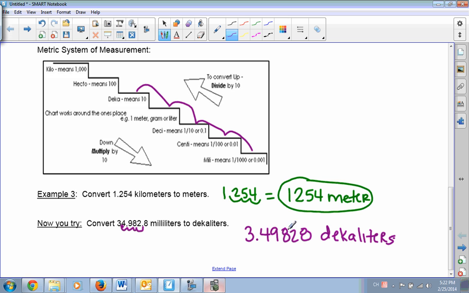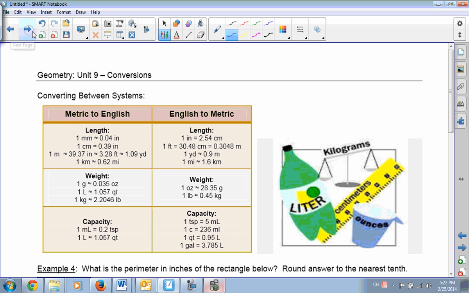So the metric system of measurement is very simple. You just move the decimal places either to the right or to the left, however many stair steps you jump. Okay? All right, moving on to the next page.